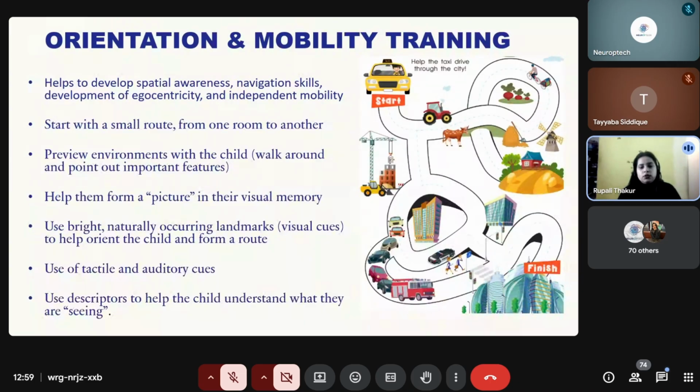Use descriptors to help the child understand what they are seeing. I have a child too, and when I tell him what this is, he is able to identify it, saying, okay mama, this is what.